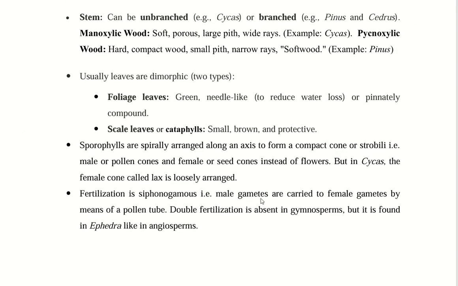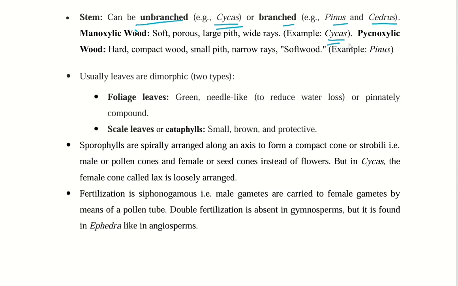Likewise, the stem. In case of gymnosperms, it can be branched or unbranched. For unbranched, we can take the example of cycas, and for branched, it can be pinus or cedrus. Now talking about the wood, in the case of the stem, it is monoxylic wood that is soft, porous, large with wide rays. For example, it is present in the cycas.